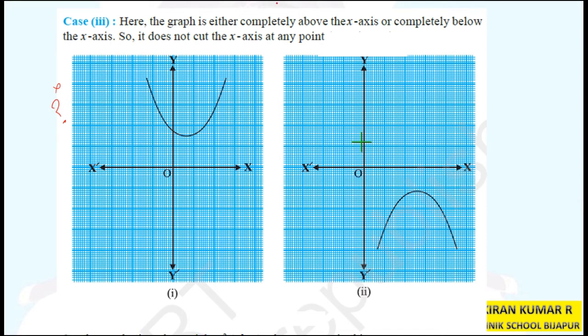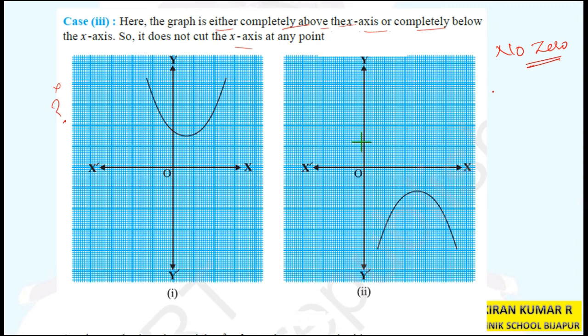Here the graph is either completely above the x-axis or completely below the x-axis, which means we don't have any point of intersection of the curve with the x-axis. So there will be no zero. So there won't be a zero of the quadratic polynomial for such type of an equation.